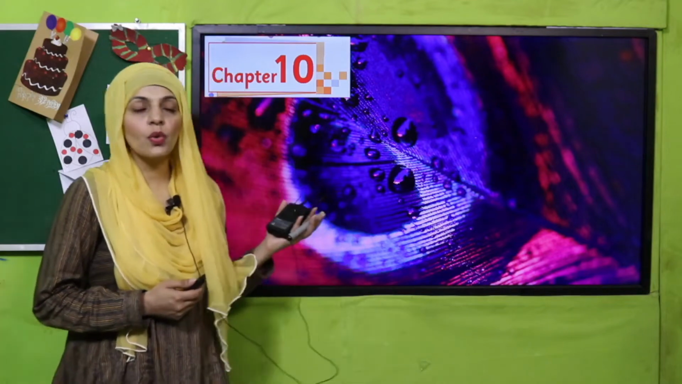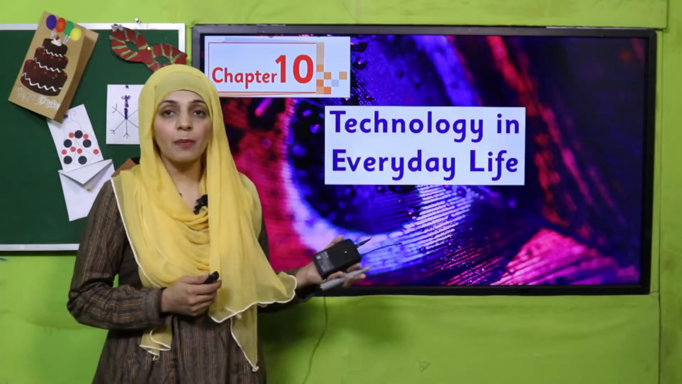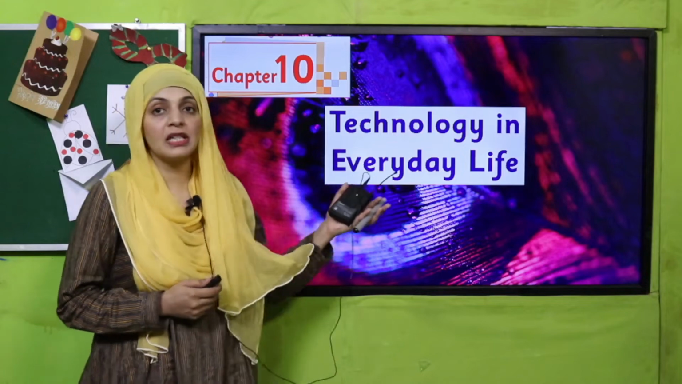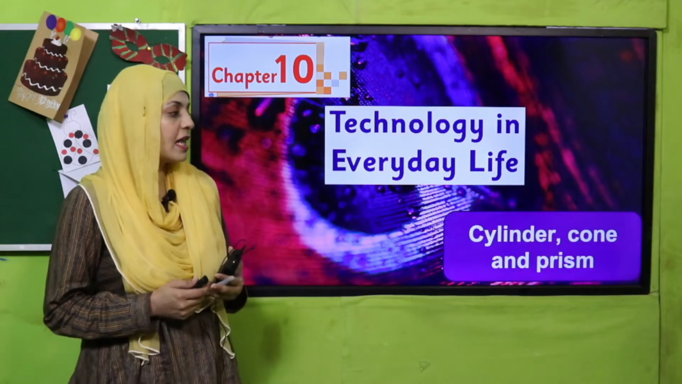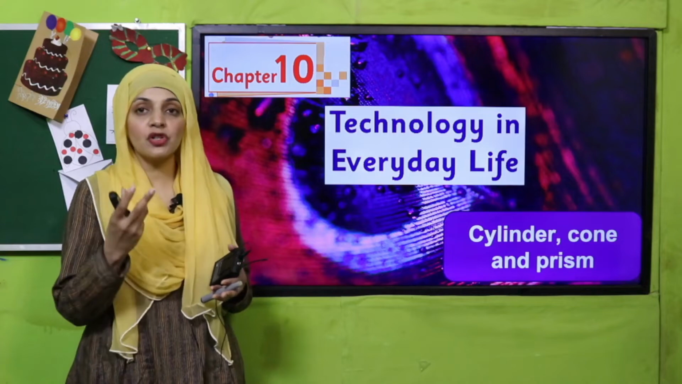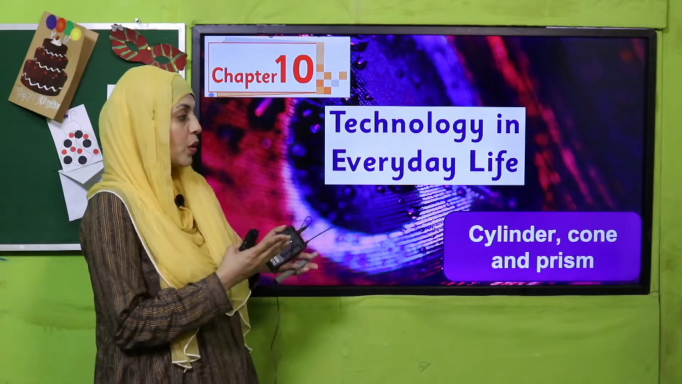My dear students, as you know, we are on chapter number 10 and the name of our chapter is Technology in Everyday Life. So my dear students, in today's lecture, the students will be able to make different shapes out of Play-Doh like cylinder, cone and prism.